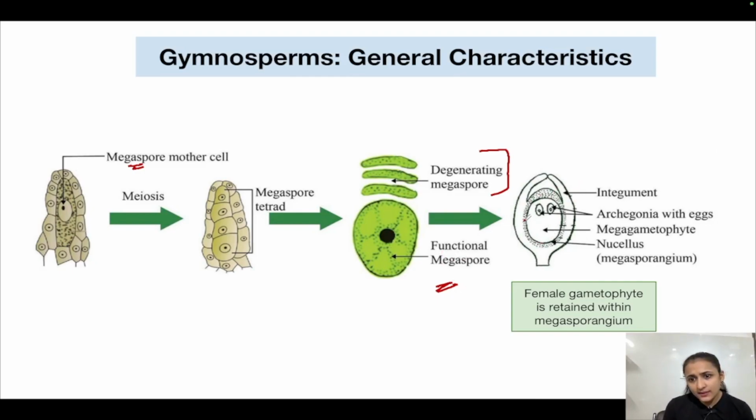So, this is the female gametophyte, this circular structure present on the inside. As you can see, these circular structures inside are the archegonia, and each archegonium will bear 1 egg. So this structure is the female gametophyte. It is retained within the megasporangium. It is surrounded with megasporangium tissue, right? So each of these archegonia has 1 egg, and it is retained within the megasporangium.